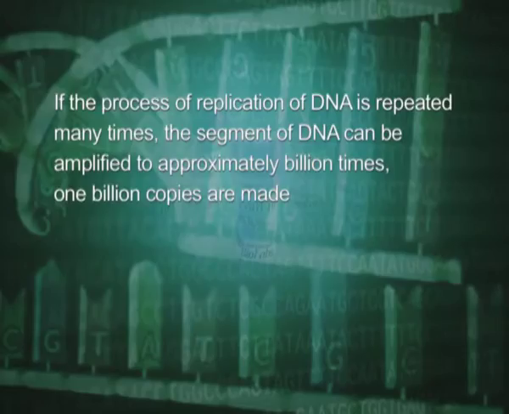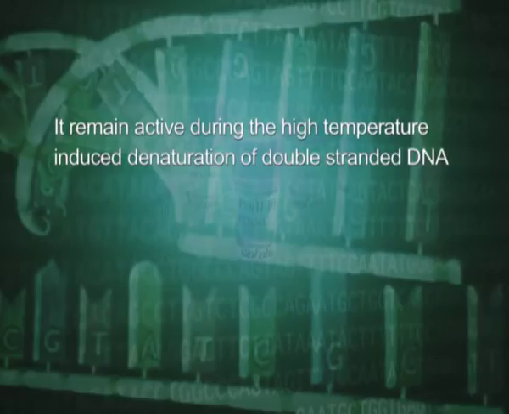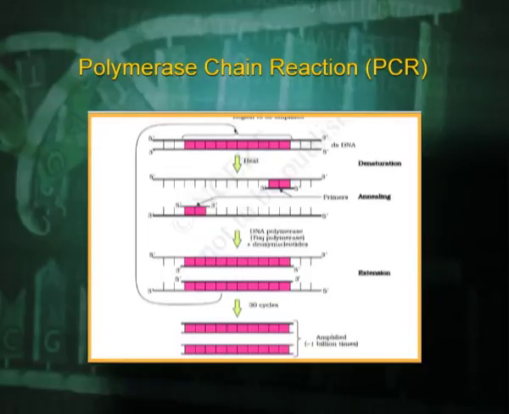If the process of replication of DNA is repeated many times, the segment of DNA can be amplified to approximately a billion times, that is 1 billion copies are made. Such repeated amplification is achieved by the use of a thermostable DNA polymerase, which is isolated from a bacterium Thermus aquaticus. It remains active during the high temperature induced denaturation of double-stranded DNA. The amplified fragment, if desired, can now be used to ligate with a vector for further cloning. The steps of the entire process are shown in this diagram.